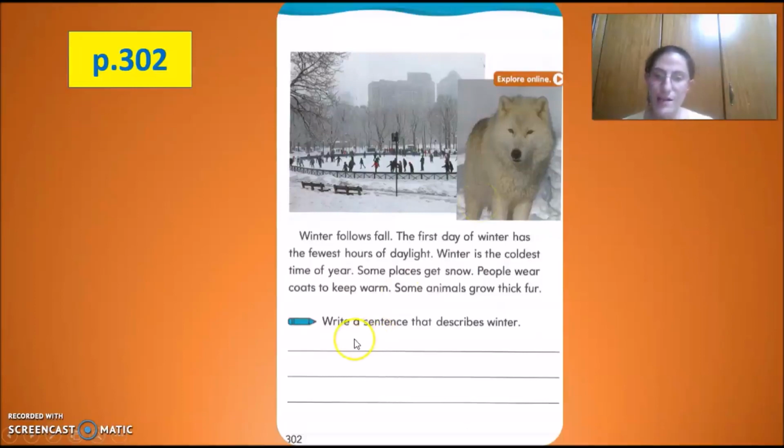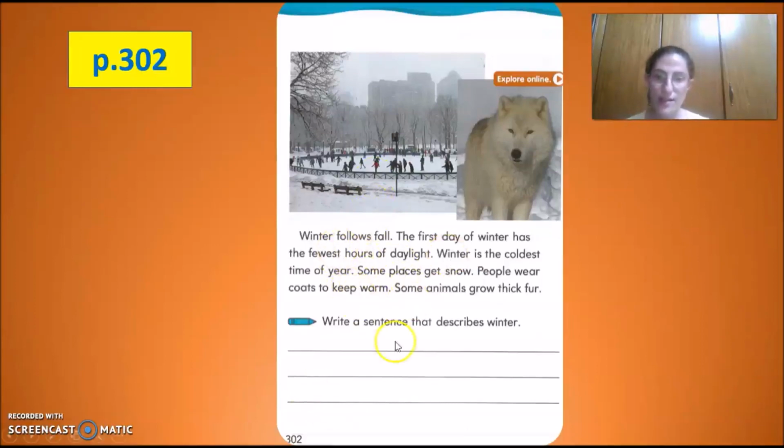Clear? So write a sentence that describes winter. Remember that we said whenever we say the word describes, it means what? It means it tells us about the season, the winter season. What does it have? When does it start? When does it end? Clear? So far so good? Great. Eyes on Miss Yara, ears on Miss Yara. So far so good? So I'm going to reread it.